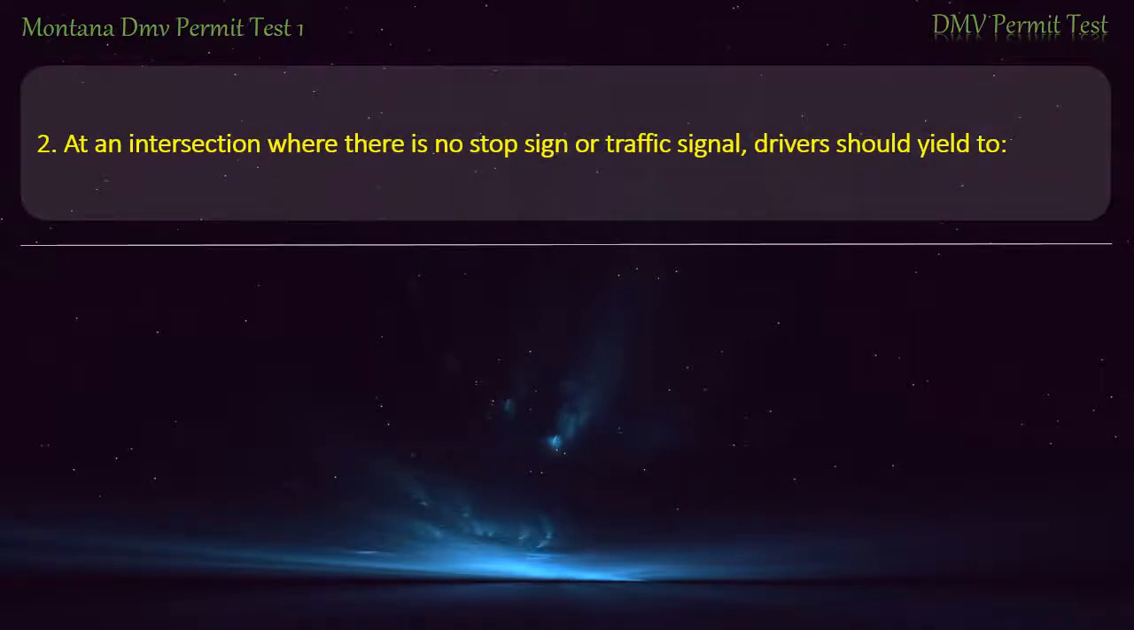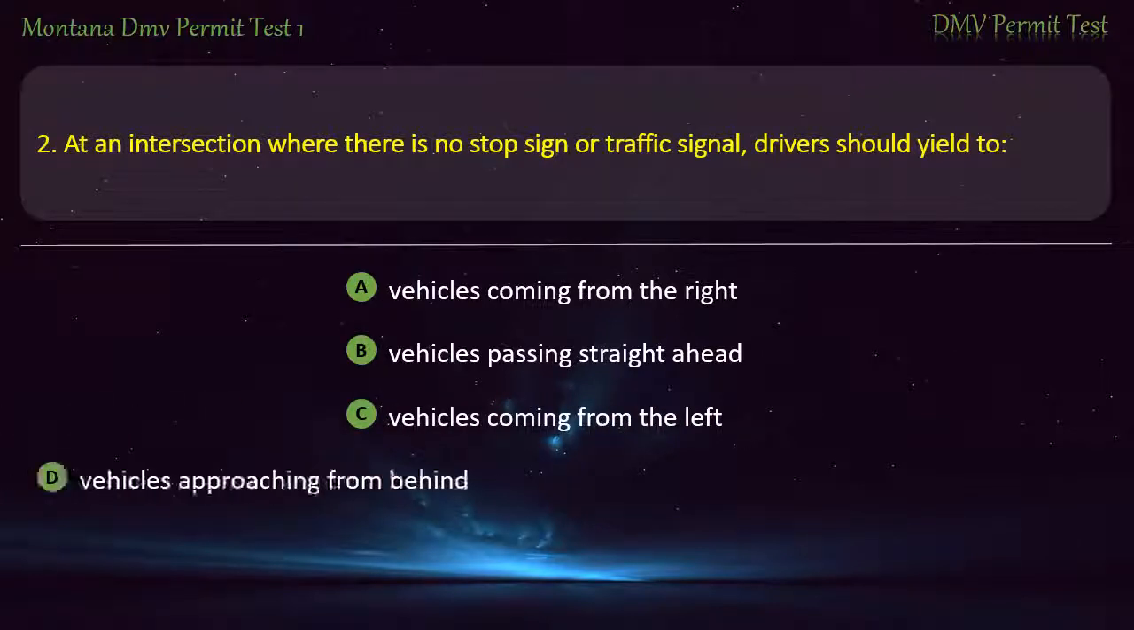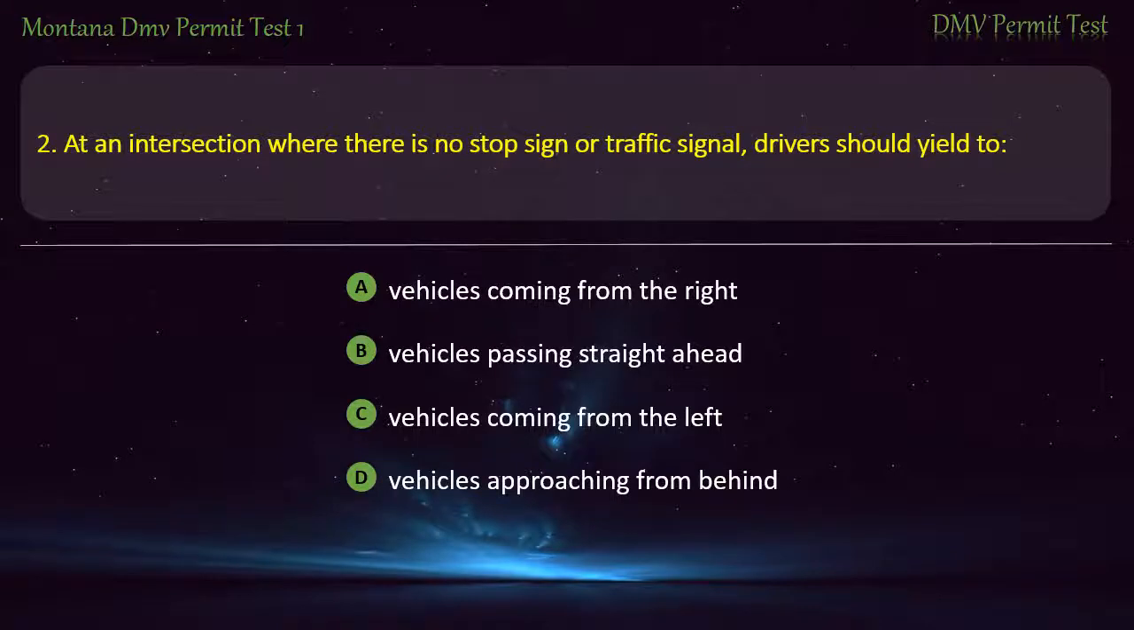Question 2. At an intersection where there is no stop sign or traffic signal, drivers should yield to vehicles coming from the right, vehicles passing straight ahead, vehicles coming from the left, vehicles approaching from behind. Answer. Vehicles coming from the right.